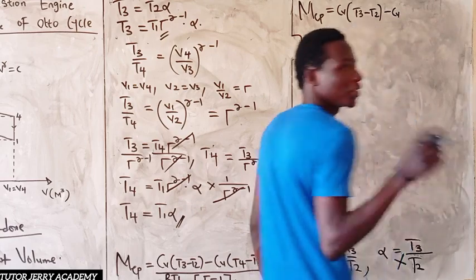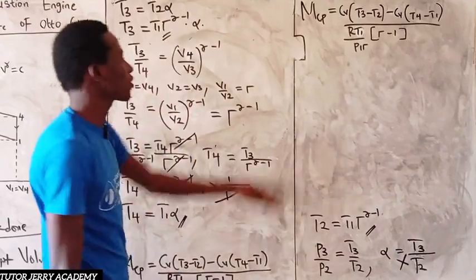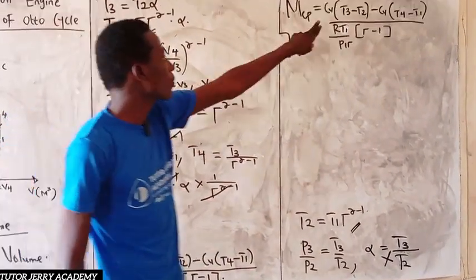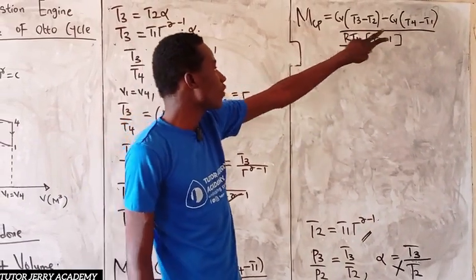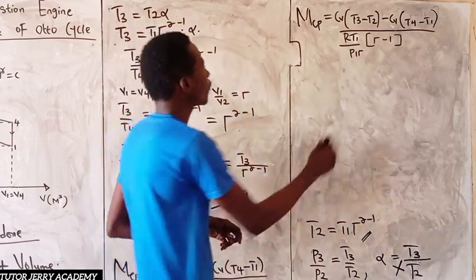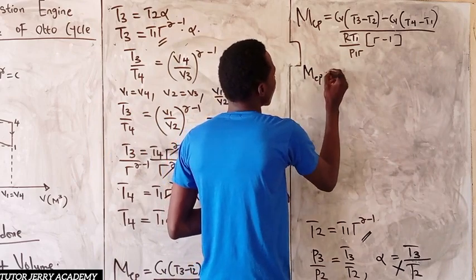Now, before we do this, here is what I just rewrote up here. So now let's simplify this further. Of course, from here, you can see that we have CV here, and we also have CV here, which is common. We can factor that out.